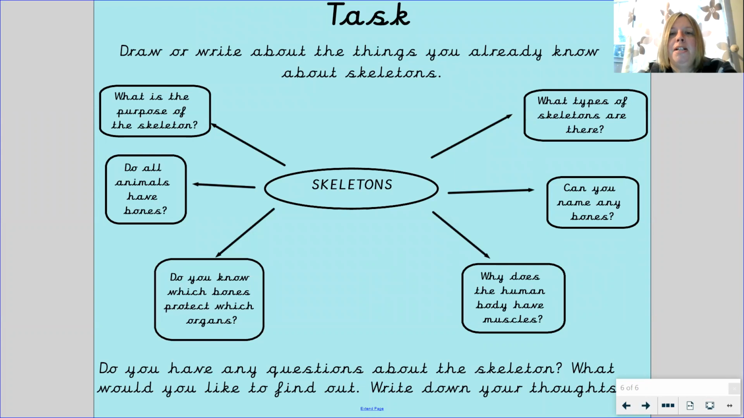I'm looking forward to seeing what you've already learnt about skeletons in year 3, as I wasn't with you then. So this is really important for me so that we can learn lots of new things about the skeleton together.